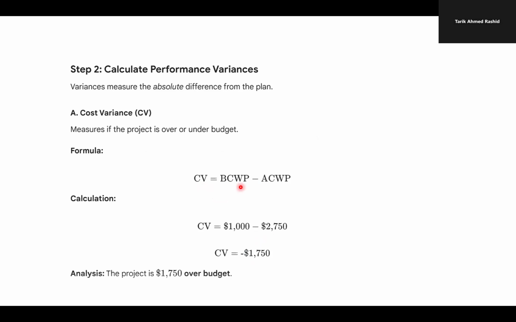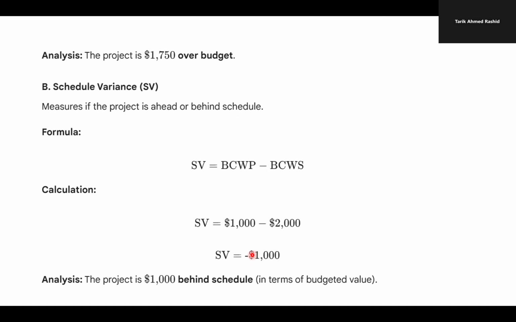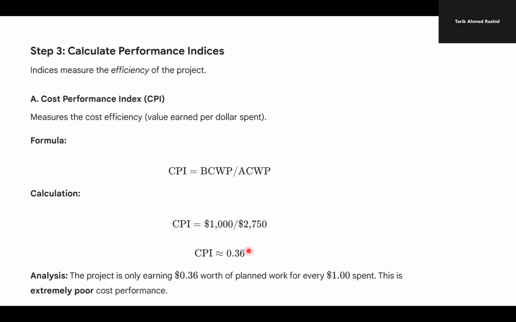CV equals BCWP minus ACWP. That is a negative cost variance. So we are over budget, because one task finished within 2 weeks and we should have done 2 tasks. And now for schedule variance, BCWP minus BCWS, which is 1,000 minus 2,000. Again, we are behind schedule, as you can see from this analysis.